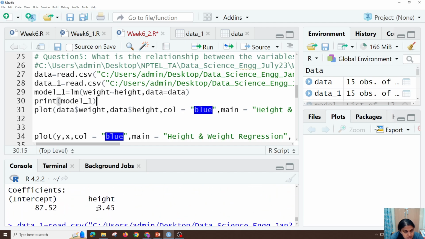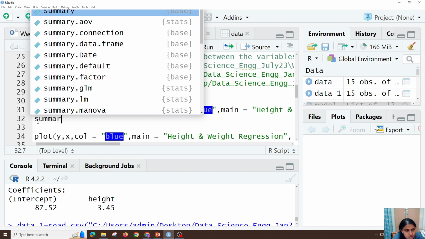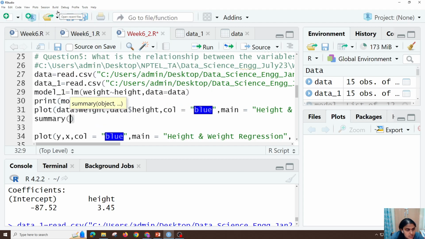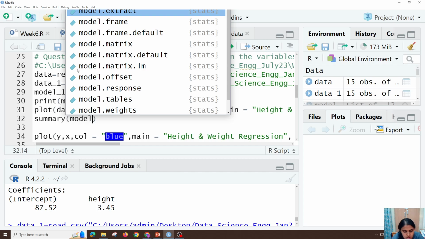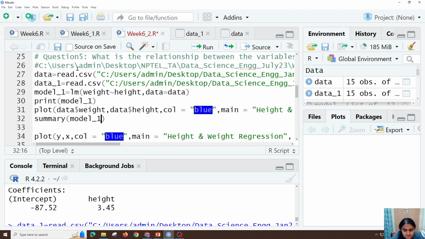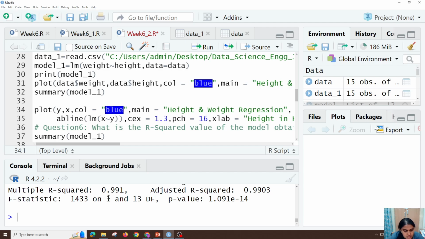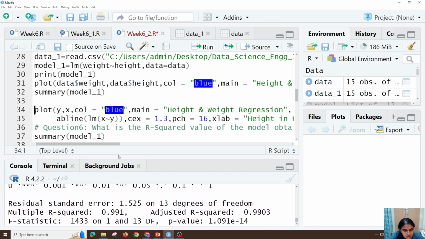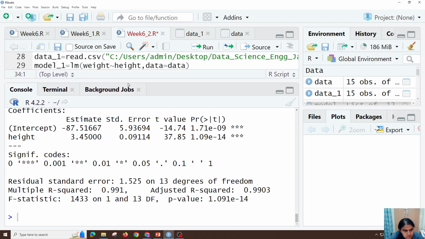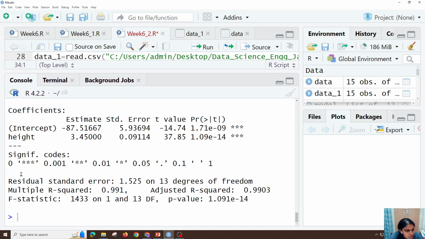We have just seen the model only. So if I am putting a summary of the model, model underscore 1, and if I am giving that, you can see the answer here right now. So this much small snippet only I have given.